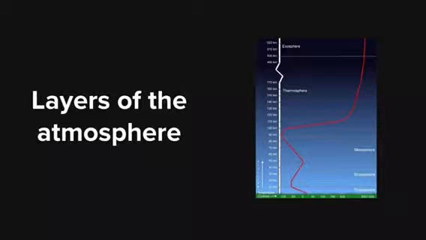The first layer of the atmosphere is the troposphere. This is where we live and weather occurs. It contains most of the atmosphere's mass. The second layer is the stratosphere, which is above the troposphere and contains ozone.